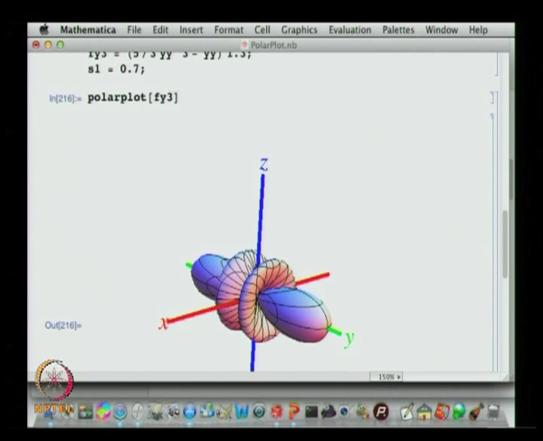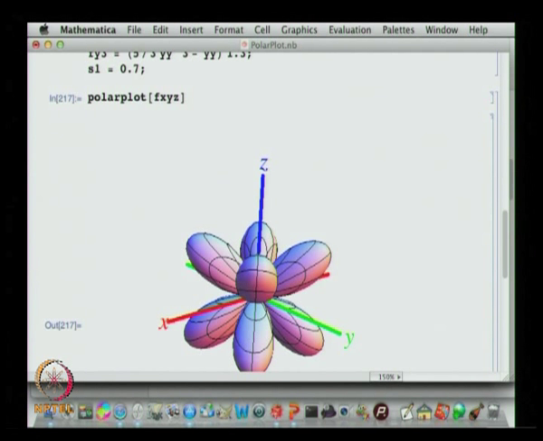Then let us look at f x y z. Interesting shape. Well, it is actually an interesting question to ask, how many nodal planes are there? It has 3 nodal planes. Where are they? You can see if you think of the xz plane, it is a nodal plane. You think of the yz plane, again you would realize that it is a nodal plane, and similarly the xy plane also is a nodal plane.